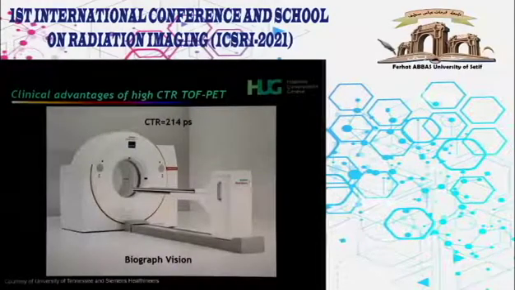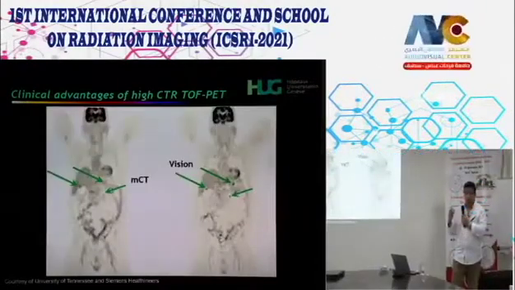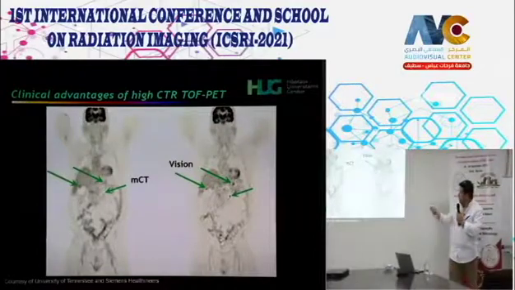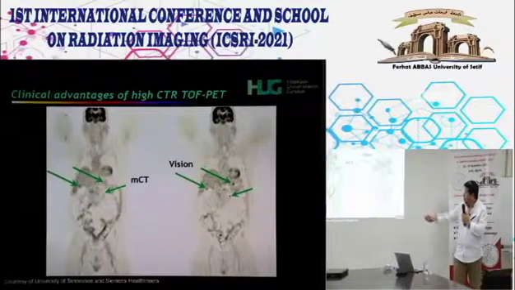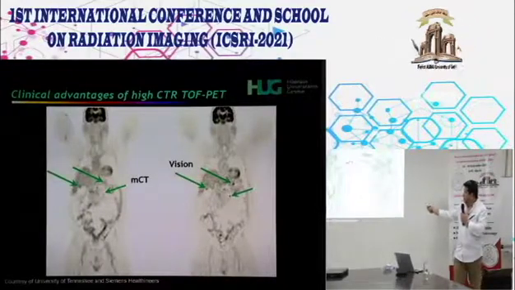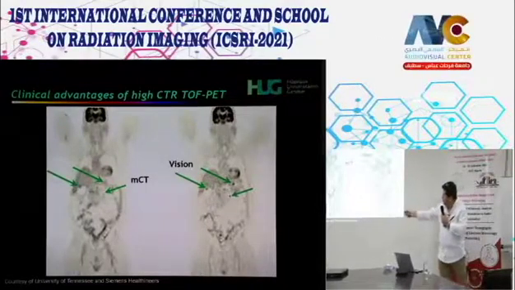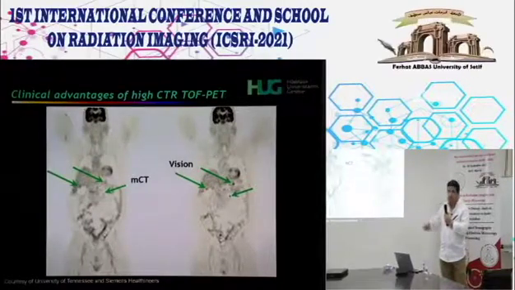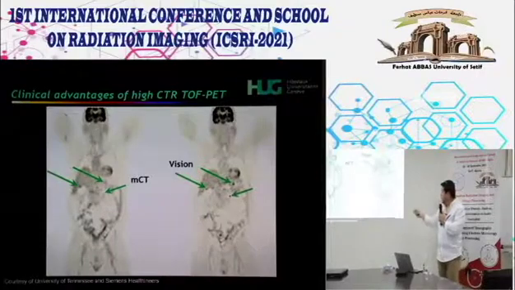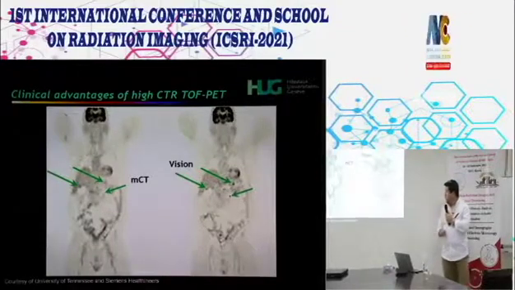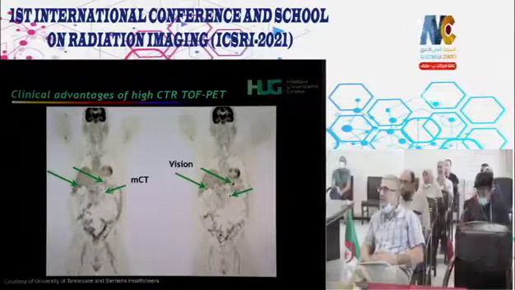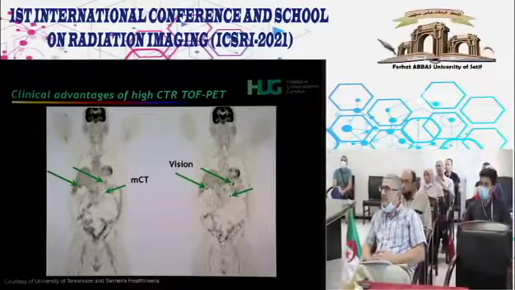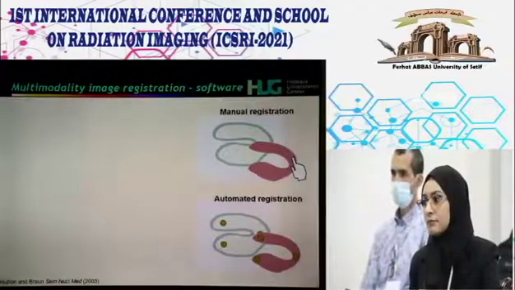This is the Biograph Vision, just to show you how a PET scanner looks like. And this is another case comparing patients scanned on the mCT versus the Vision. Some lesions here are extremely hard to depict on the mCT, and the improved spatial resolution and the sensitivity as well cause the lesion to be easily depicted on the PET scan that you see on the right side.